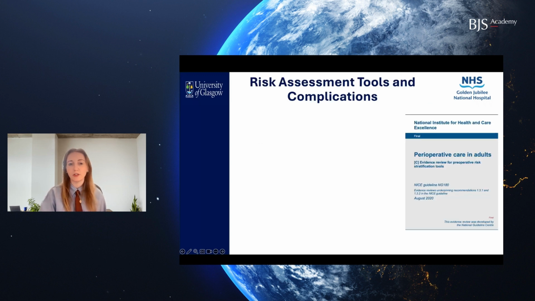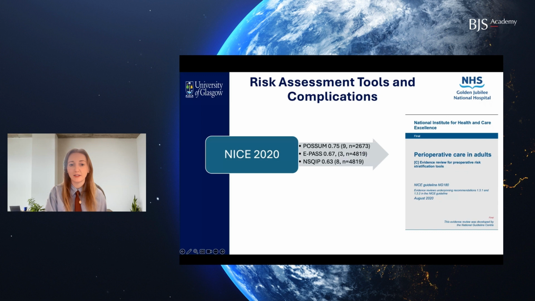There's only one review currently published regarding risk assessment tools and their use for predicting complications, which was published by NICE in 2020. And that showed that the scoring systems which performed well or moderately well in predicting complications and morbidity were POSSUM, EPAS, and the NSQIP score. And right there are their C statistics, or the area under the curve, otherwise known as their discrimination metrics.